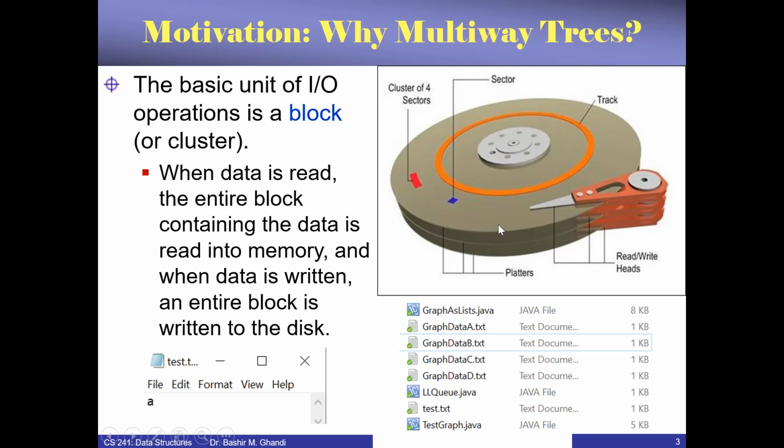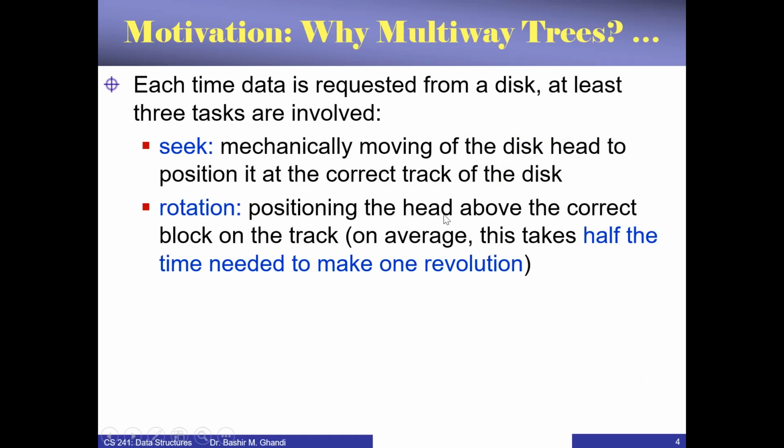The other operation that is required is called rotation. Rotation means positioning the read head above the correct block that contains the data, the correct block on the track. So we have reached the track, but the track has many blocks. We still need to rotate the disk so that the correct block which we are going to write to or read from will be near the position of the head.